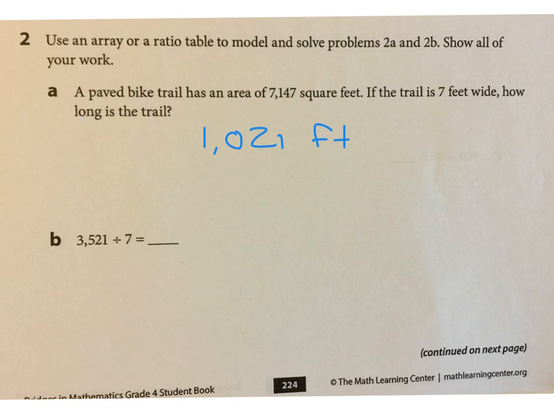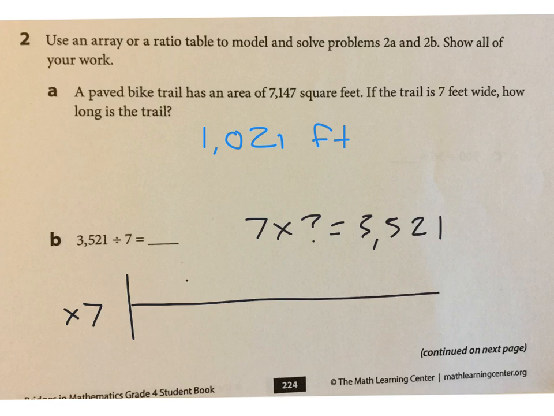Just to change it up, I'll use a ratio table for this. So the problem is 3,521 divided by 7 equals something. Another way to think about this, of course, is 7 times what equals 3,521. And so using a ratio table, the rule is times 7. And we're going to work our way up. And what we want is to end up at 3,521.